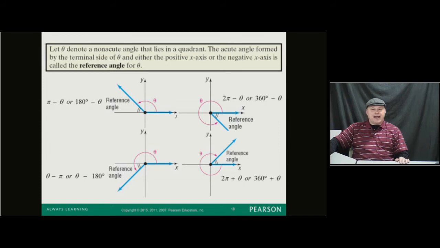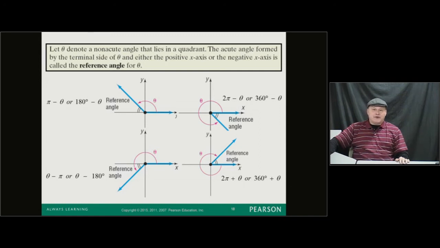But in that case, it's 1/2. But since 120 degrees is in the second quadrant, cosine is negative in the second quadrant. Putting those two together, cosine of 120 is the same as taking the cosine of 60. That makes it 1/2, but it's negative because cosine is negative at a 120 degree angle, which is in the second quadrant. So the cosine of 120 degrees is negative 1/2. So that's kind of how it works.